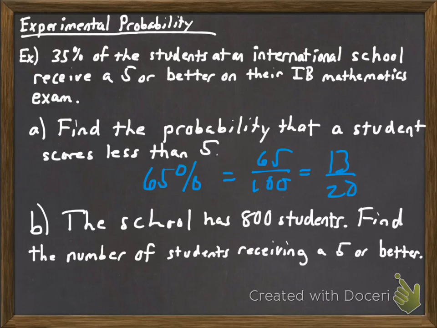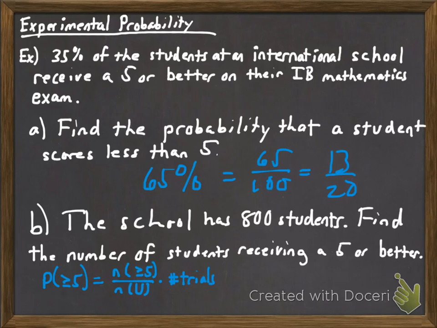All right, let's suppose that in this experimental probability question the school in question has 800 students, and I want to find the number of students receiving a 5 or better. Well, 35% of the students scored a 5 or better. So if I want to find out of 800 how many students scored 5 or better, I would have to multiply the probability of getting a 5 or better by how many students there were. Let me write that out.